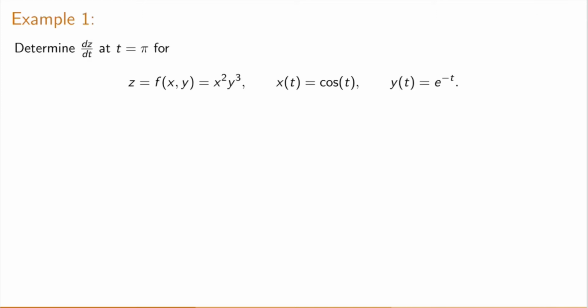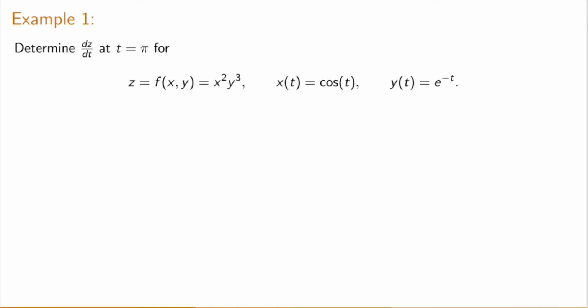Here's the example. So the function of x and y is x squared y cubed, but now x is given as a cosine of t and y of t is given as e to the minus t. Now I'm interested to find dz by dt at the time t is equal to pi. You remember from derivatives earlier that we first compute the general derivative function and then later we sub in the value t is equal to pi.